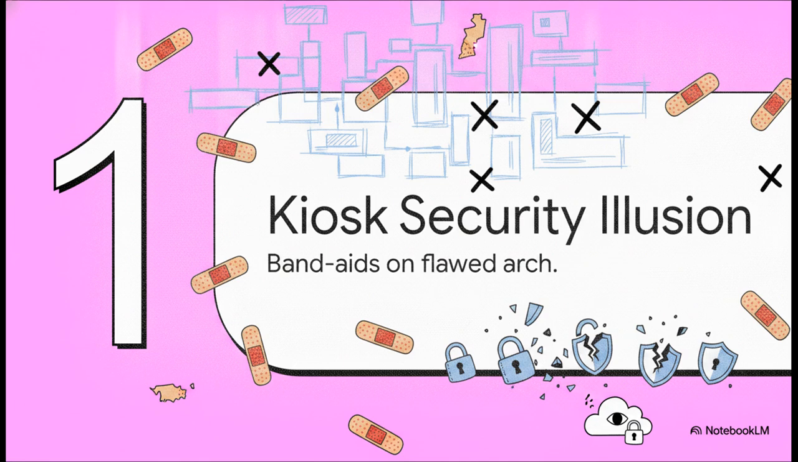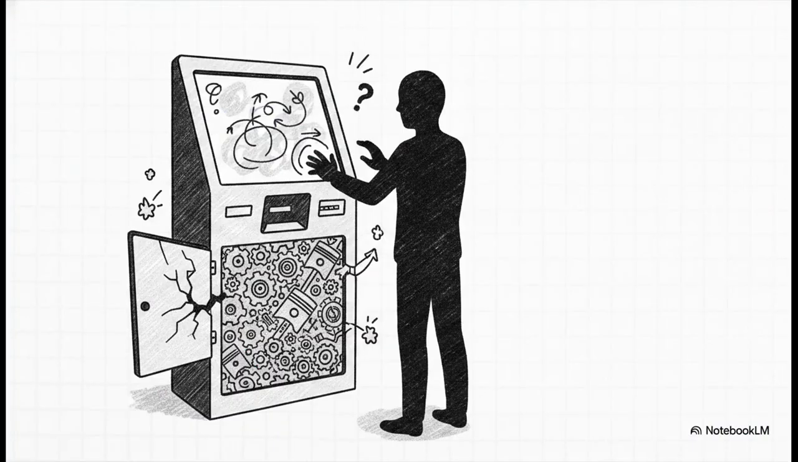Okay, section 1, the kiosk security illusion. Basically, putting band-aids on a flawed architecture. Think about how we usually do this. Traditional setups put the entire execution engine of the modern web, complete with its massive attack surface, directly into the hands of unvetted, totally anonymous users. I mean, you are exposing a complex local browser in a public lobby or a retail store, essentially turning your expensive hardware into an open door for bad actors.